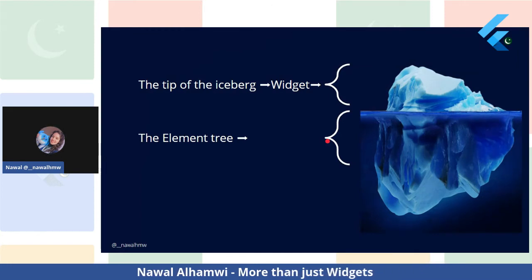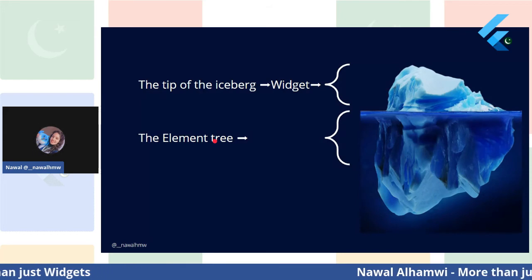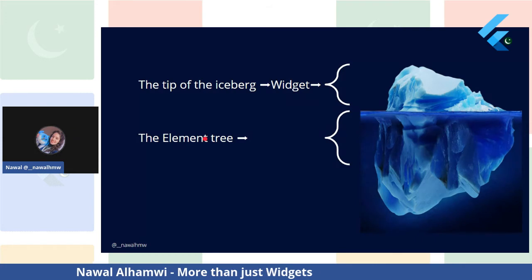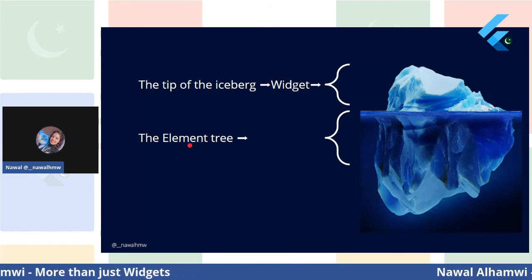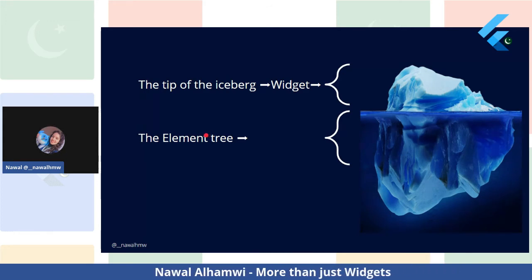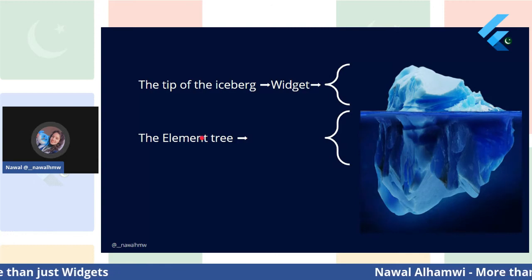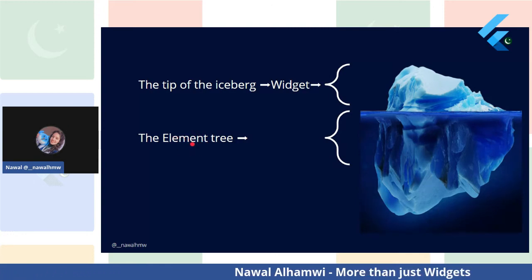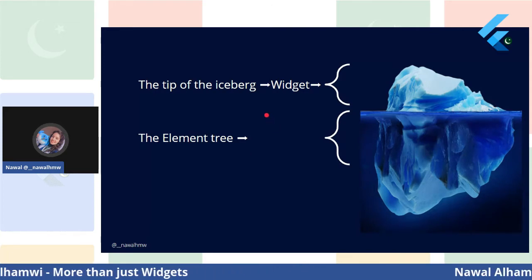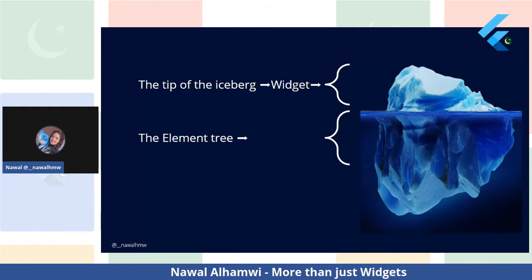And the element tree. So what is an element? First, let's talk about the elements. Elements act like the manufacturer of a widget. So it produces widgets. What does that mean? Since Flutter is a declarative framework, the element here declares or instantiates a widget in a certain location in the tree. Again, why in a certain location in the tree? Because the framework itself is declarative.